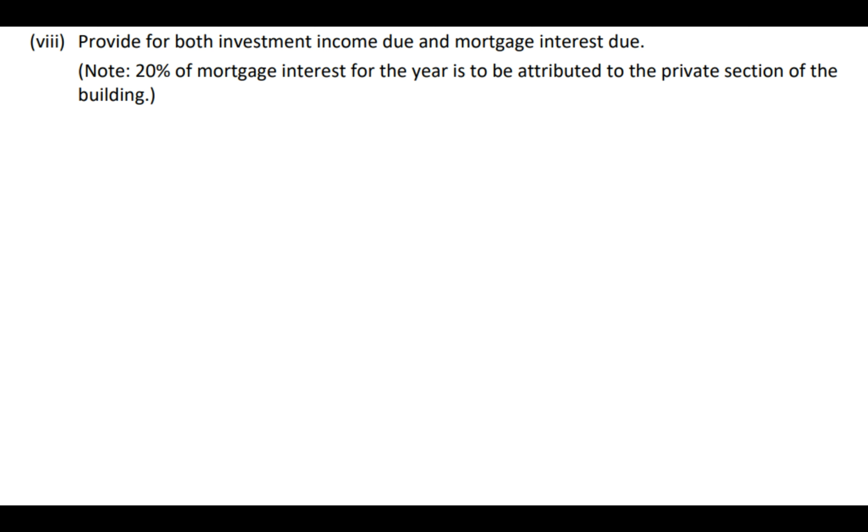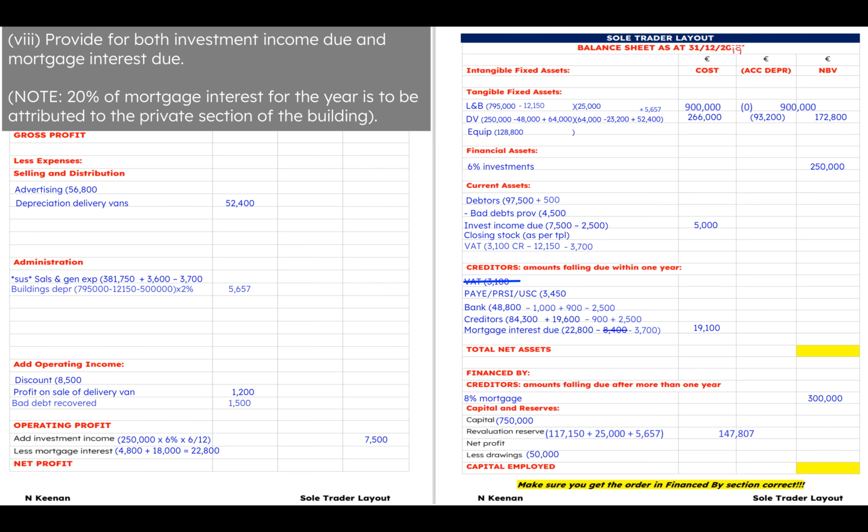Okay, note 8 then. Provide for both investment income due and mortgage interest due. Note, 20% of mortgage interest for the year is to be attributed to the private section of the building. Okay, so investment income due, we have 7,500 for the year, which came from here, minus the 2,500 that was received from the trial balance. If you have a look at the trial balance, it'll tell you there. So you've got €5,000 investment income due at the end of the year.